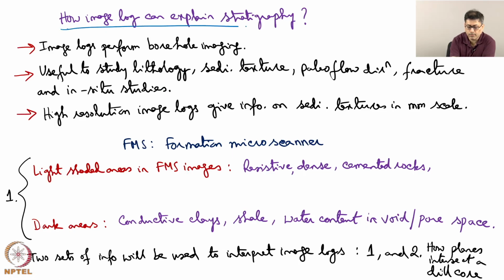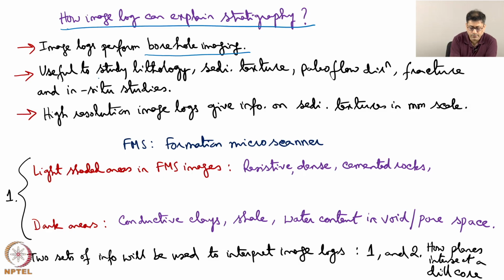We start with how the image logs can explain the stratigraphy. First of all, to understand that the image logs perform the borehole imaging, it need not be drill core. The borehole is there, a camera is inserted, a photo is made, a 360-degree vision is made, and that can be explained as an uncoiled image. And the principle of interpreting planes of various orientation, whatever I have discussed so far with the drill cores, remains the same with the image logs almost.